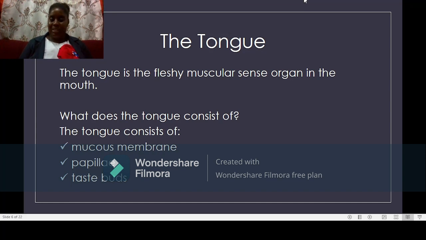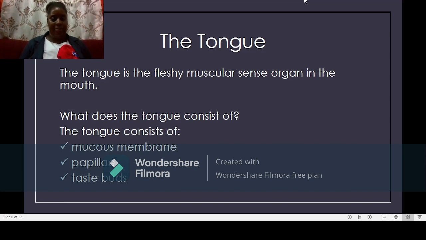Now, what does the tongue consist of? The tongue consists of mucous membrane. This is what causes the tongue to feel slippery when we feel it. Papillae. This is what causes the tongue to feel rough upon touch. And taste buds. This is what allows us to differentiate between sweet, sour, bitter, salty, and so on.